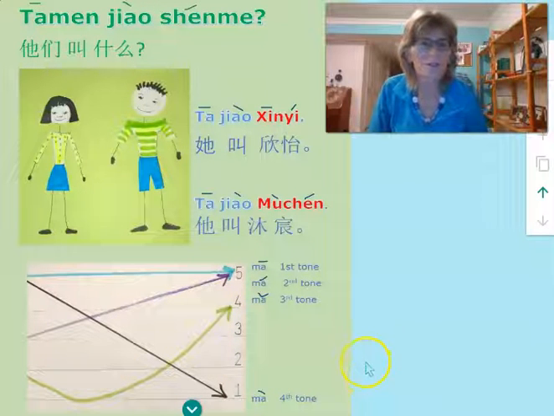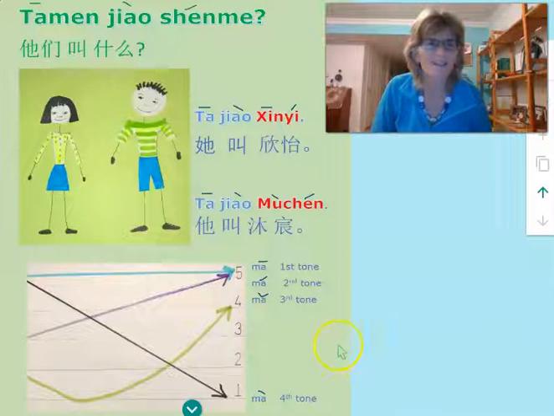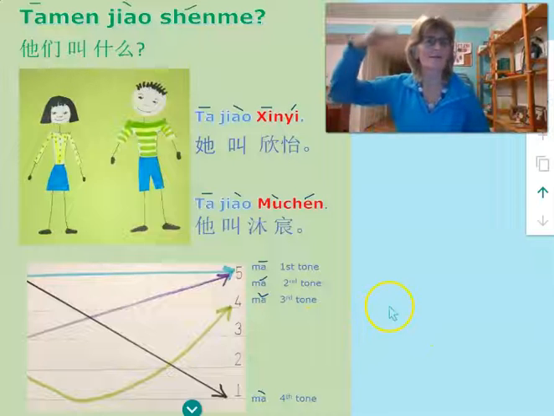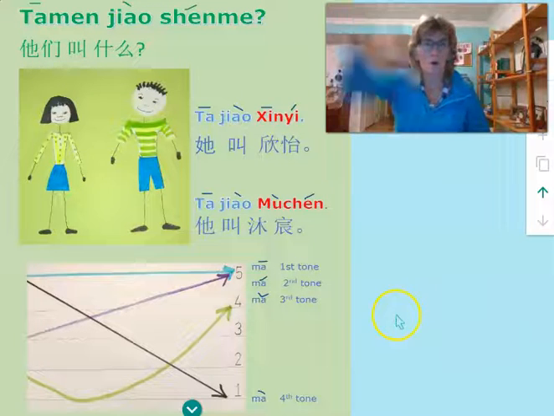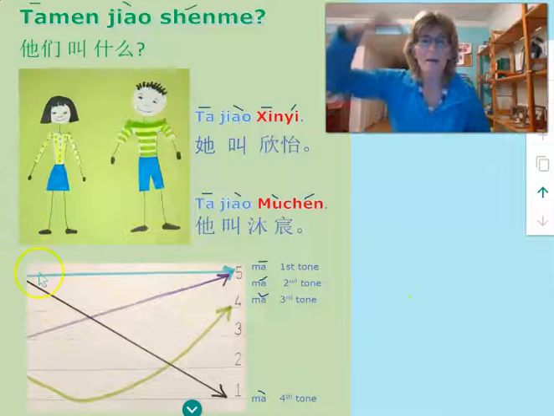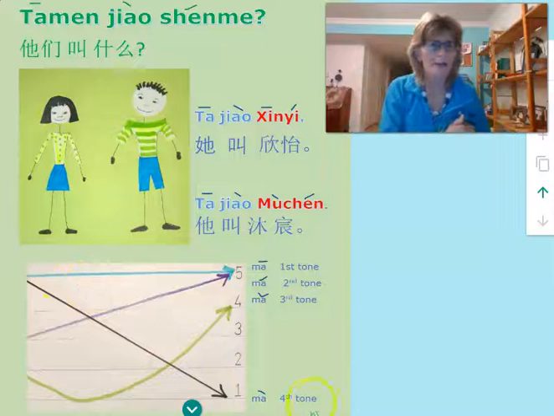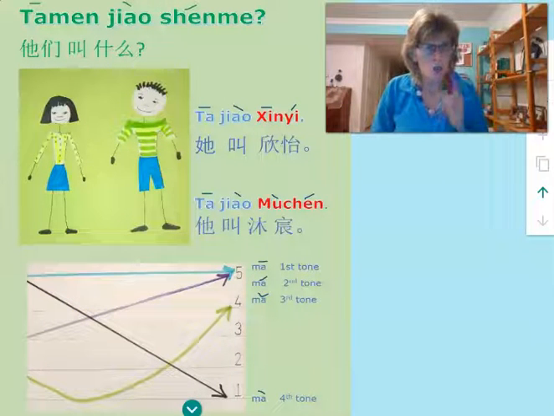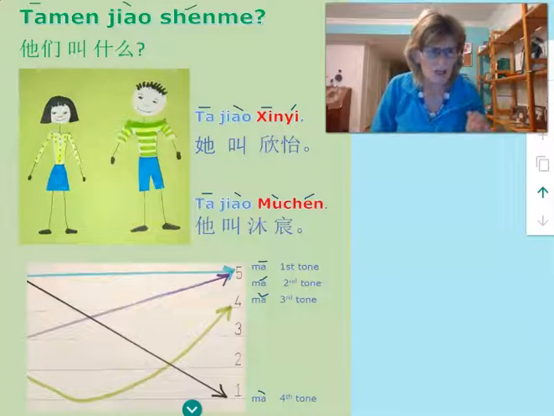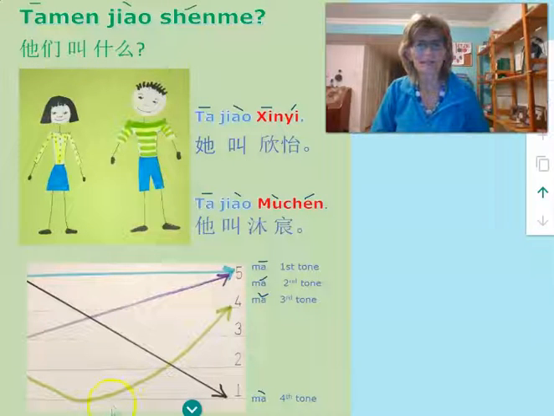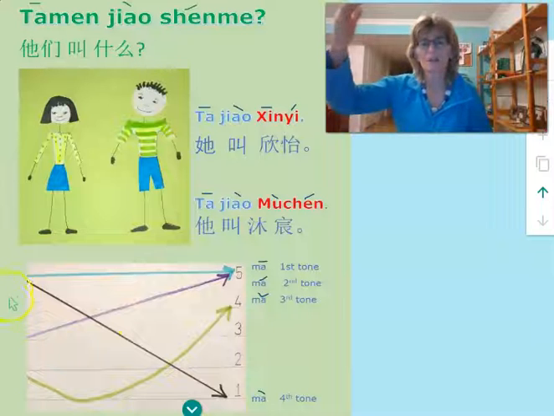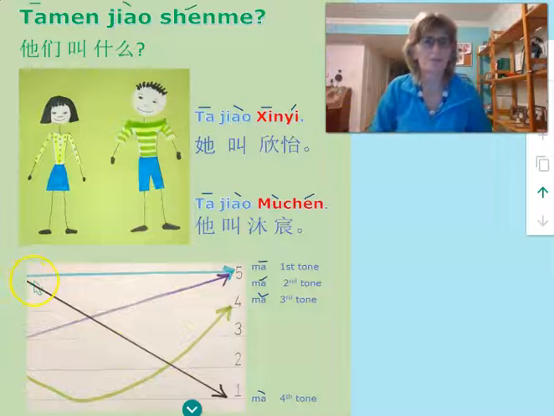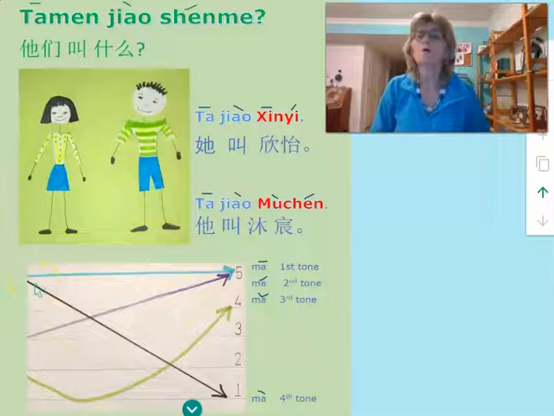Now the fourth tone is the most fun. It's the angry tone. It starts high and it goes like that. Ma, ma. Just like when in English you might say, no, stop, can't. Okay, ma, you start high, pew, go down. No, ma.